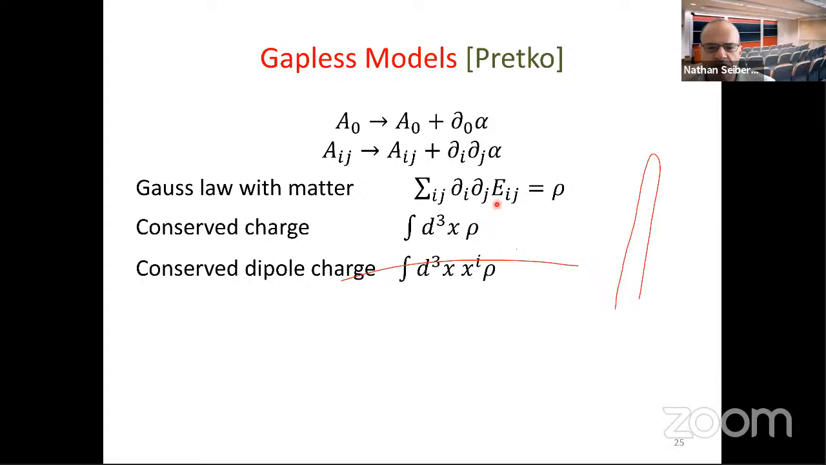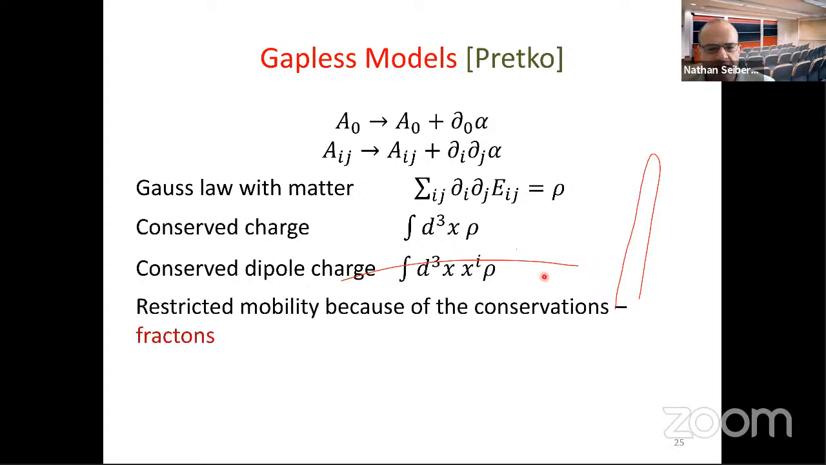But since we have here a double derivative, we can put here an xi. And again, we can integrate by parts. And this again depends only on what's going on at infinity. And therefore, the dipole charge is also conserved. So what Pretko noticed is that in this particular system, both the charge density and the dipole charge are conserved.